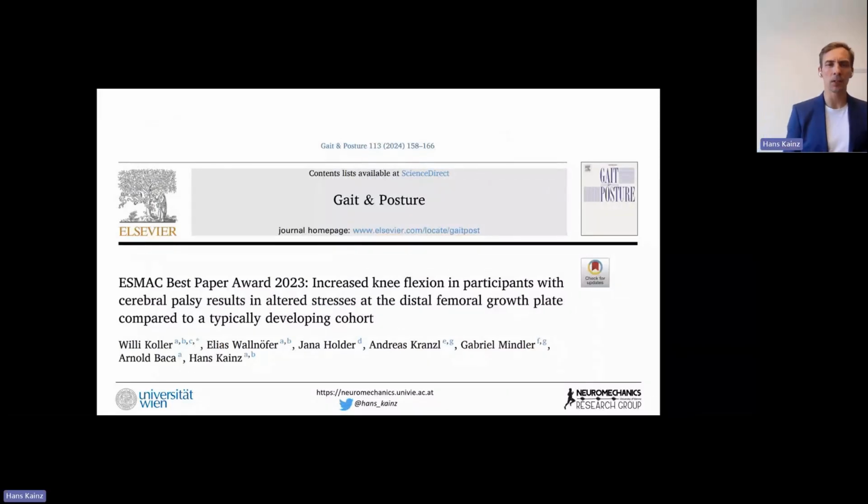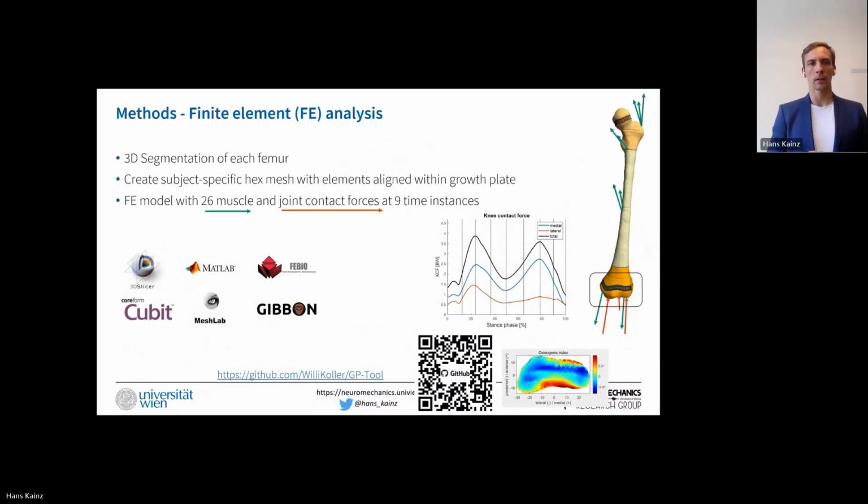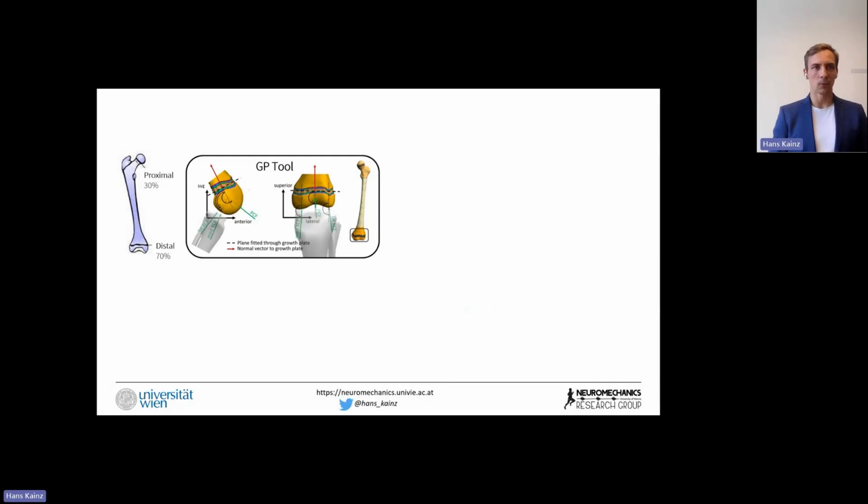So this study we published, I think 2 or 3 months ago. In this study, we used the same data again and we extended our workflow. As highlighted here, on the left side, growth actually happens 70% at the distal growth plate. We then extended the growth plate tool, which we previously developed in the previous paper, which I showed you, to also include the distal growth plate.